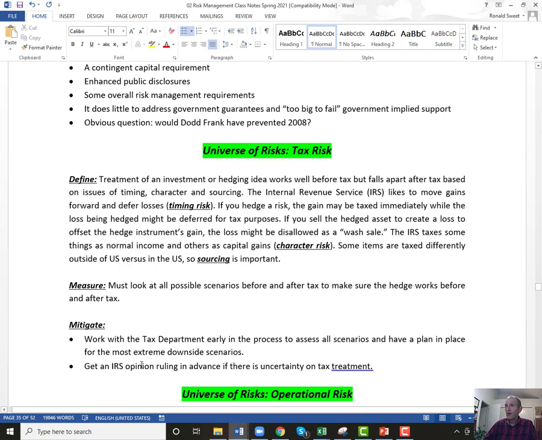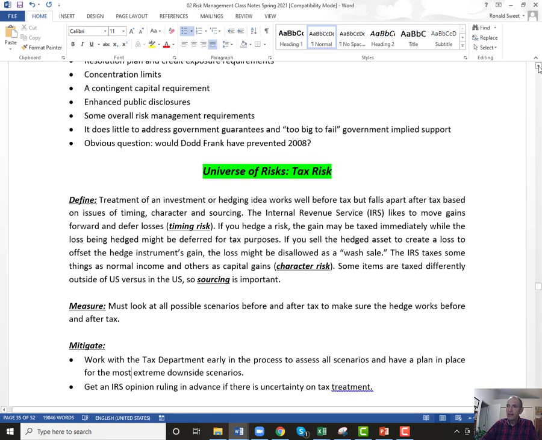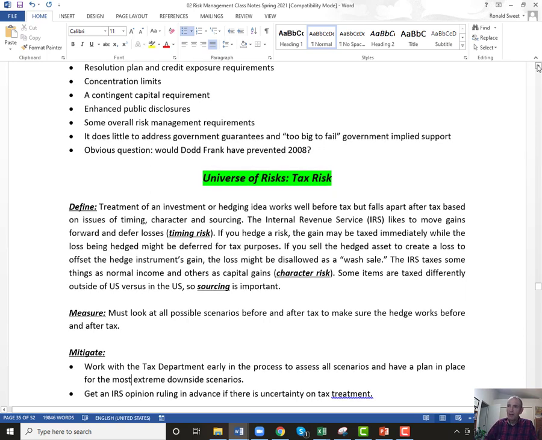Now you can actually go out and get an IRS ruling in advance if you're uncertain. The problem with that is you're now telling the IRS what you're doing. So some people prefer to ask for forgiveness instead of permission, but then you can go to jail for tax avoidance. So you have to be careful. This is a tricky area. So in my case, just to give you the example, I was hedging the stock portfolio with options.